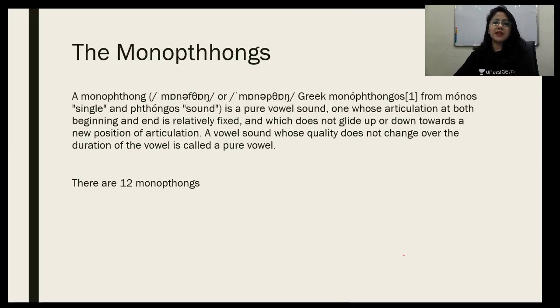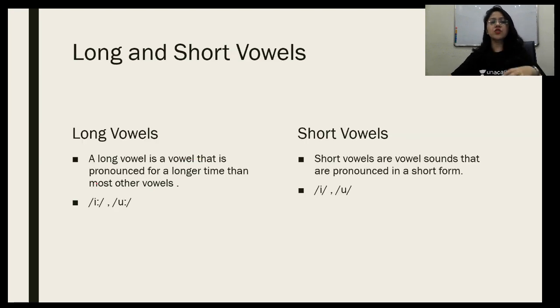Okay, now, like I said, a monophthong is a pure vowel sound, one whose articulation at both beginning and end is relatively fixed, and which does not glide up or down towards a new position of articulation. So it's just one sound, and there are 12 monophthongs.